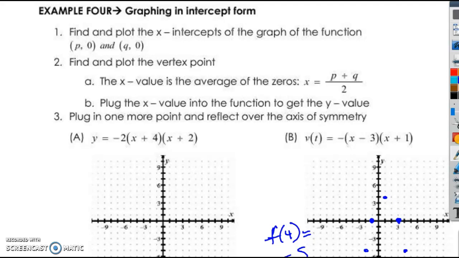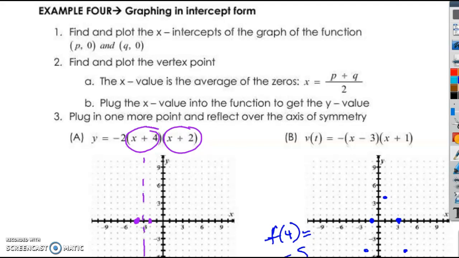So when you're given a graph in intercept form, they've already given you the x-intercepts. So if you go ahead and set each of these parentheses separately equal to 0, you're going to get your x-intercepts. One's going to be at -4, and the other one's going to be at -2. Okay, right there. To find the vertex, the x-coordinate is directly in the center there. Here's the x-coordinate. It's going to be on this line somewhere.